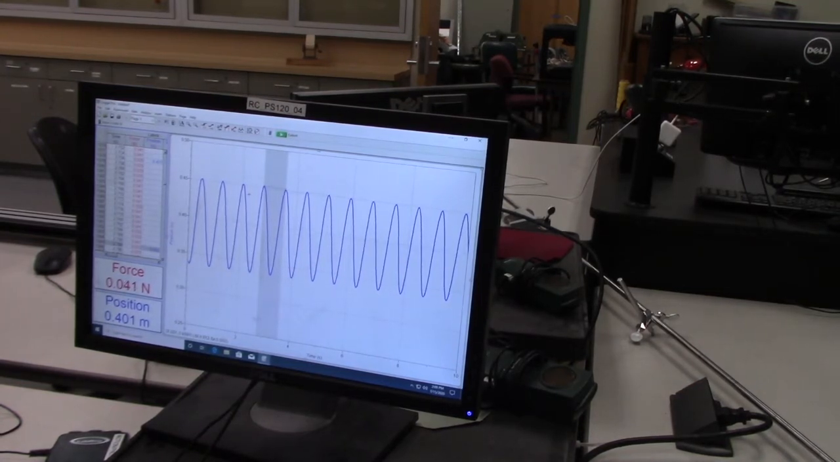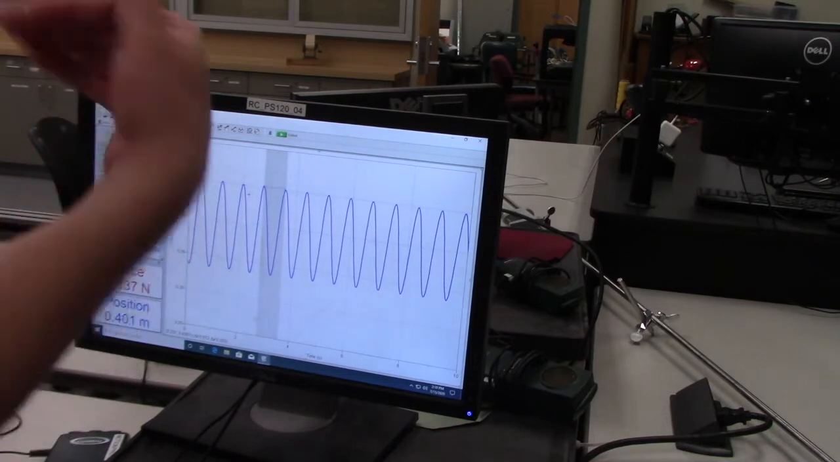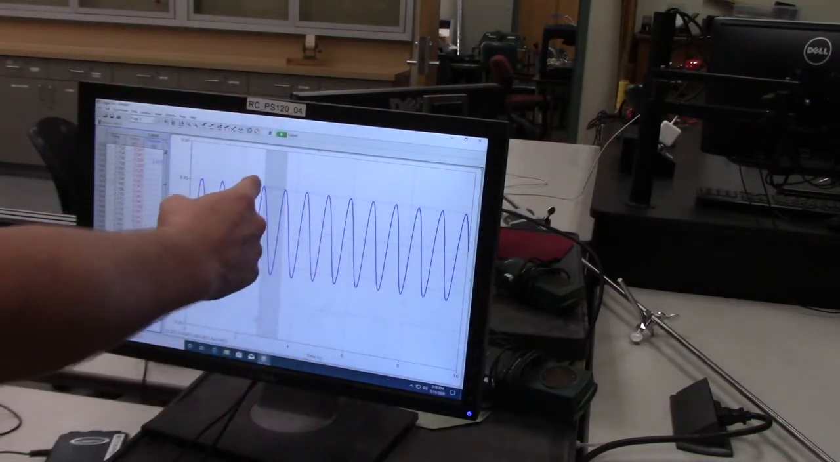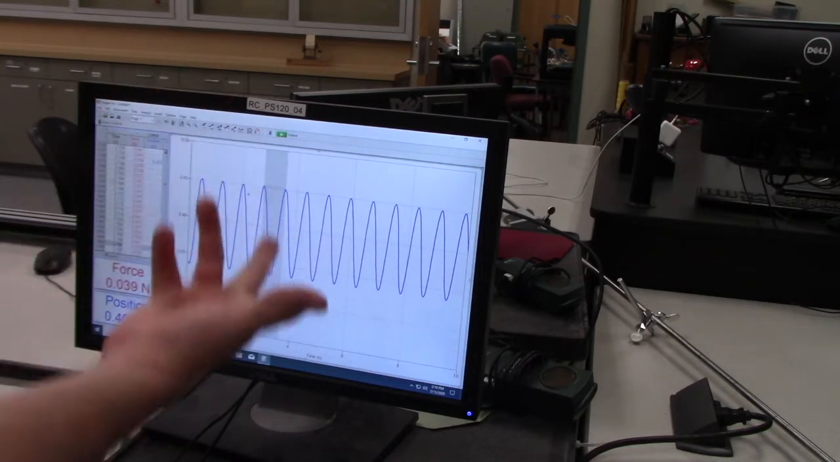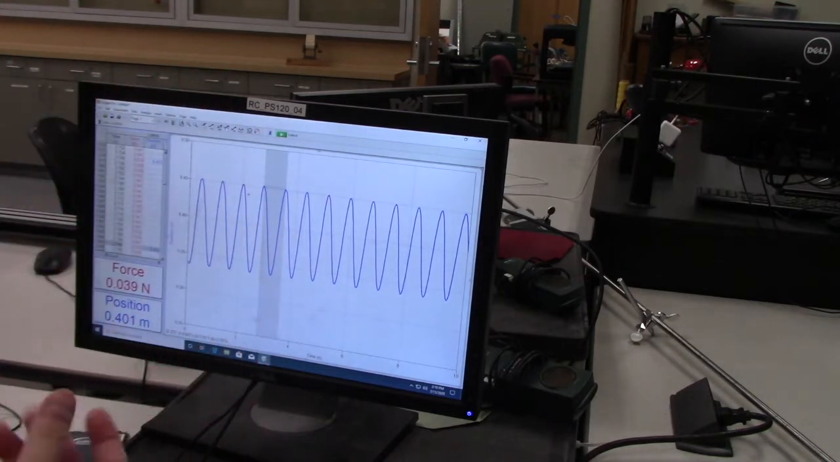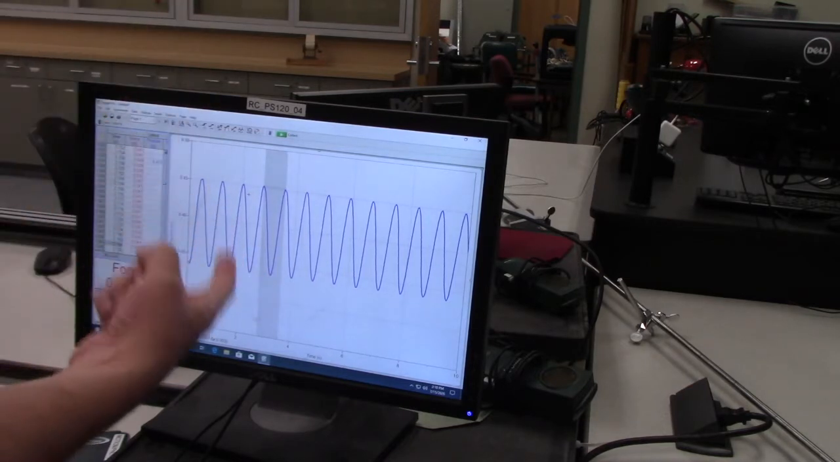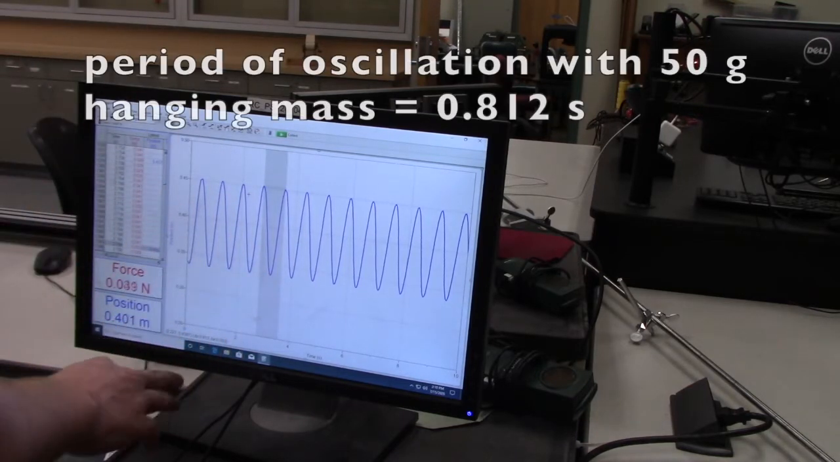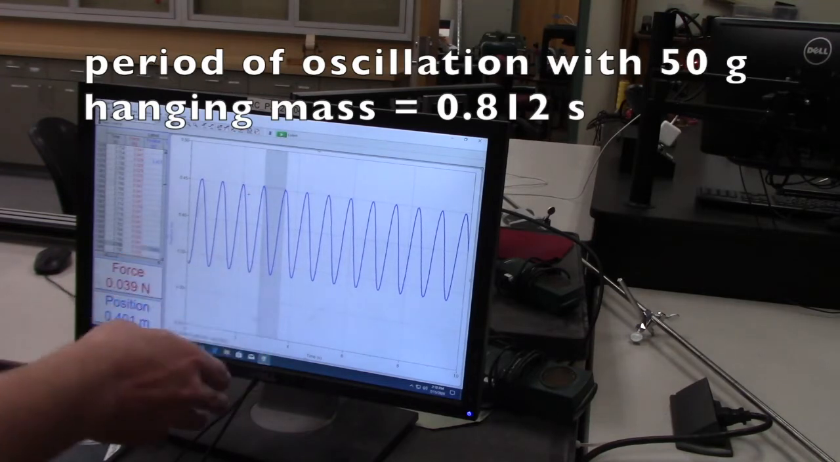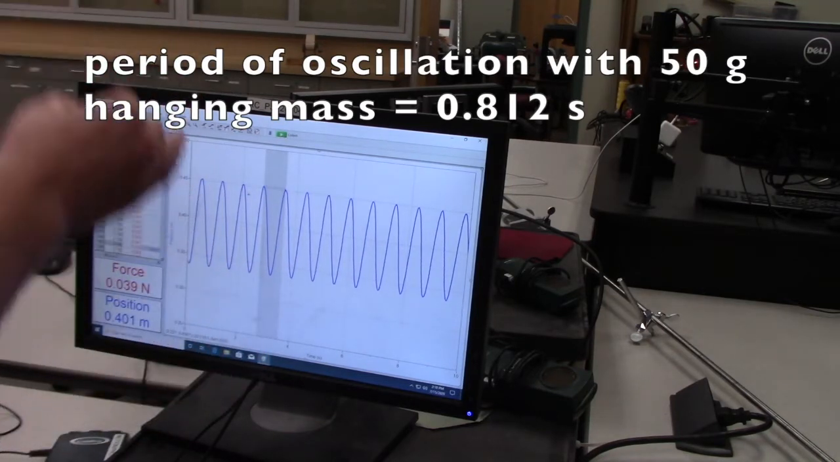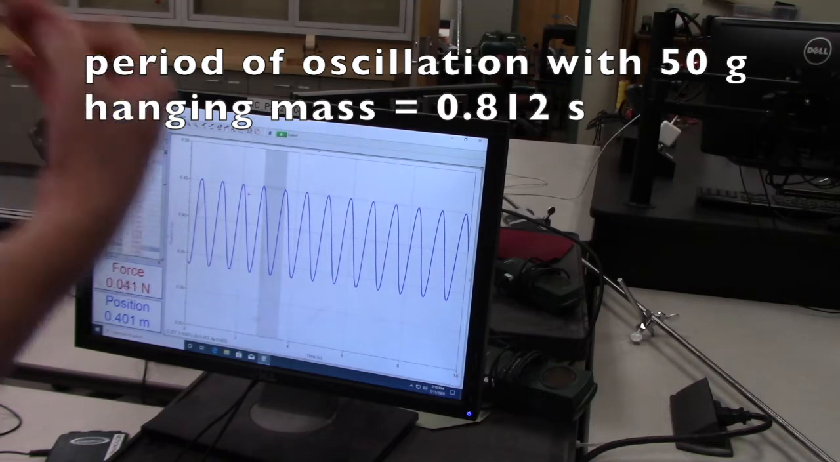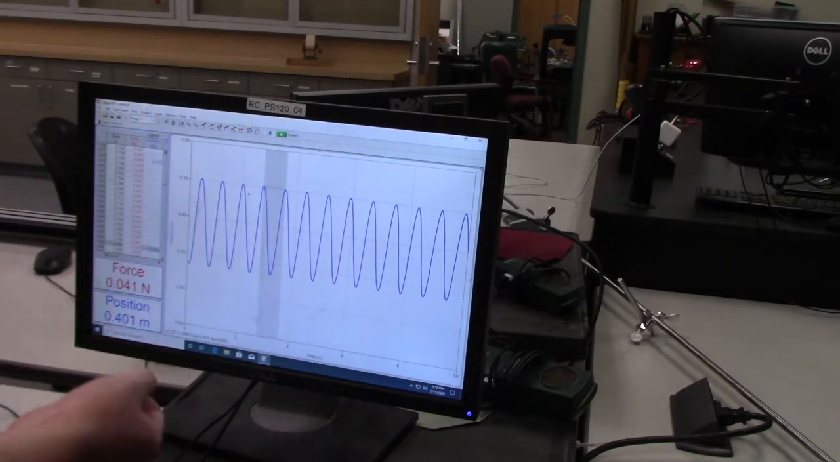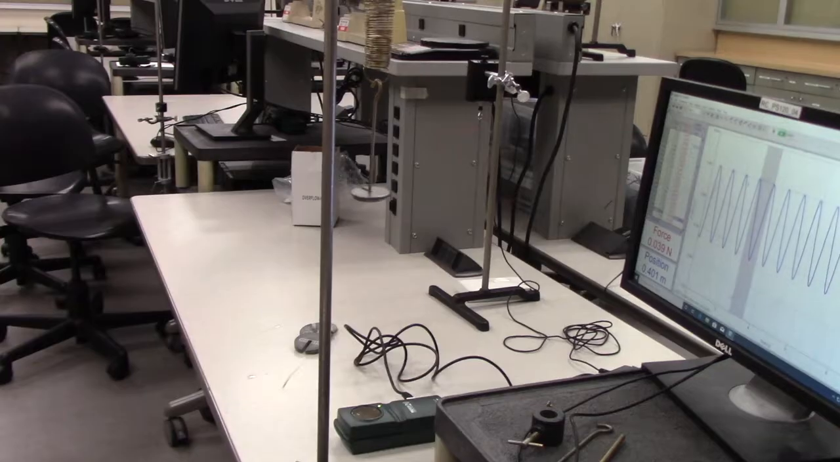Okay, so the first peak represents the beginning of one cycle of oscillation, and then the second peak represents the end of that cycle. So the time in between those two peaks is a period. Now we can directly read that time off the graph, and what we're getting is 0.812 seconds. So when we have a mass of 50 grams hanging from the spring, the period is 0.812 seconds.